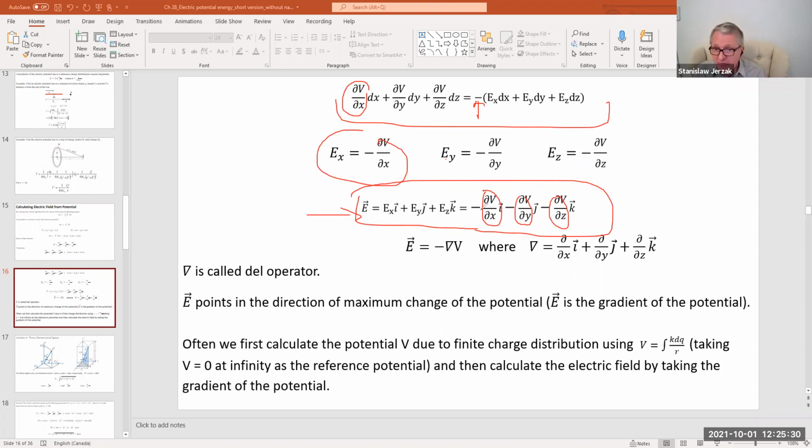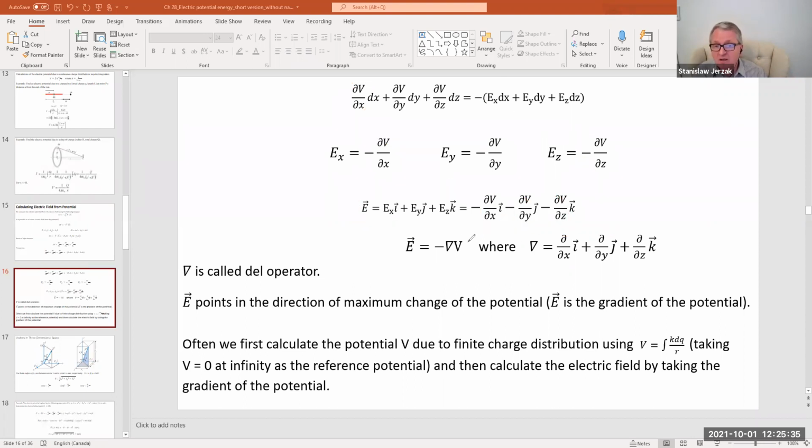This is how you calculate the electric field if you know the electric potential. Usually we write that expression in a shorthand notation, where we define the del operator, which is designated by that inverted triangle. The del operator is defined like this: d/dx i hat, d/dy j, d/dz k unit vector. With this designation, the electric field is written as negative del of V.